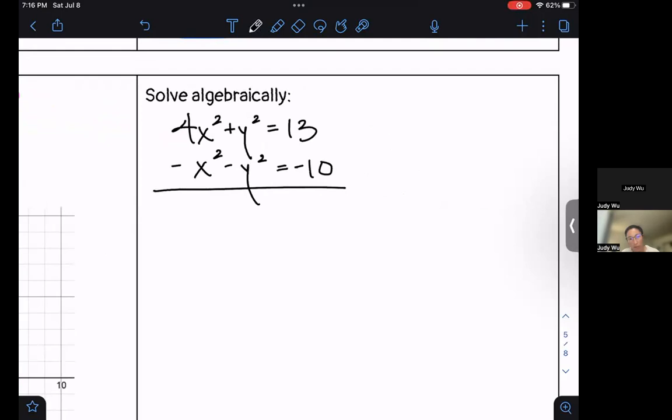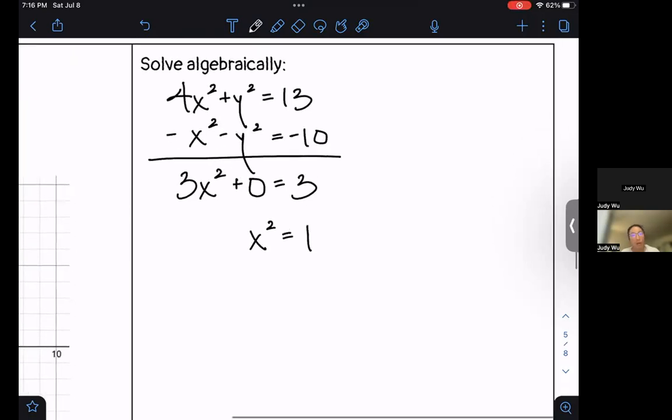So I get 4x squared minus x squared gives me 3x squared. Y squared minus y squared gives me 0, and 13 minus 10 gives me 3. All right. So I can see right away that these y squareds have been eliminated. So that's good. All right. So now I have 3x squared equals 3, and I'm going to go ahead and divide both sides by 3, and I'll get x squared equals 1.